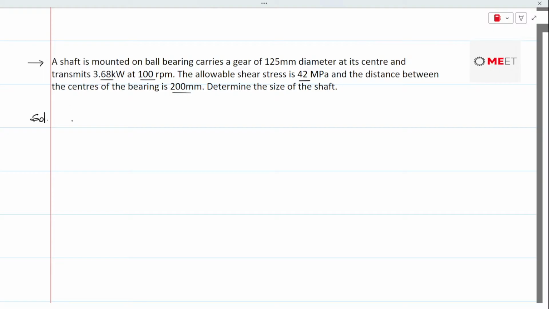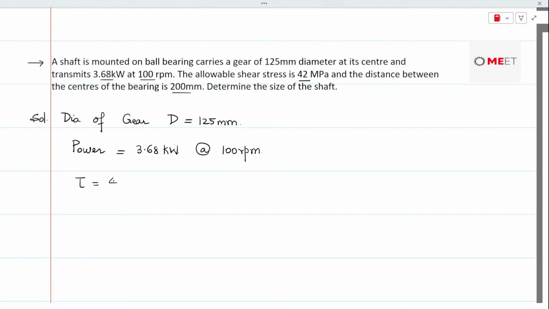So diameter of the gear is D equal to 125 mm. Power is equal to 3.68 kilowatts at 100 rpm. Shear stress is 42 megapascal.